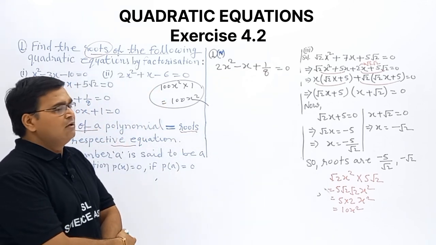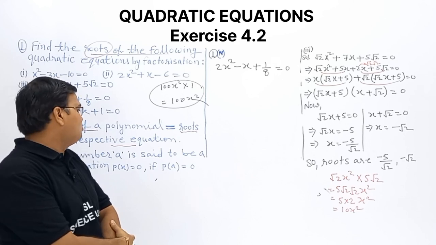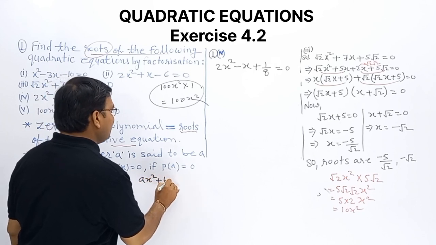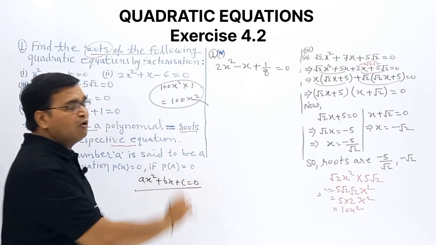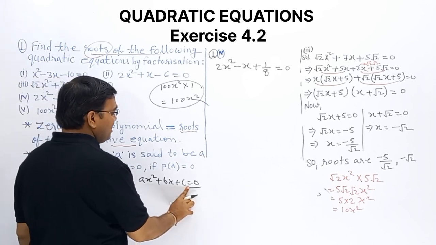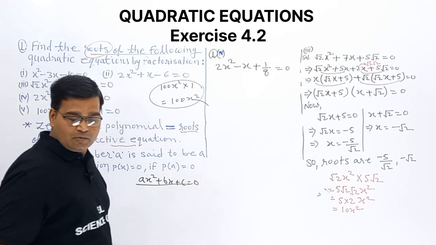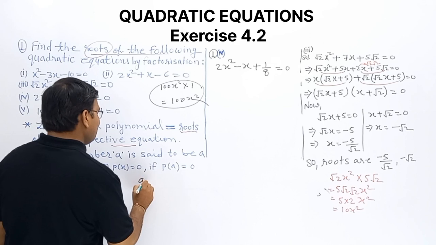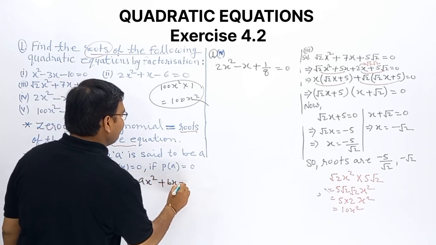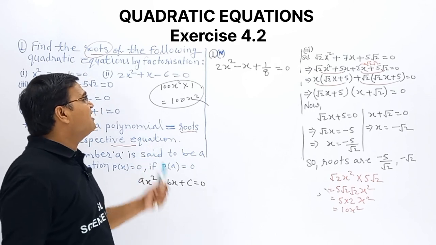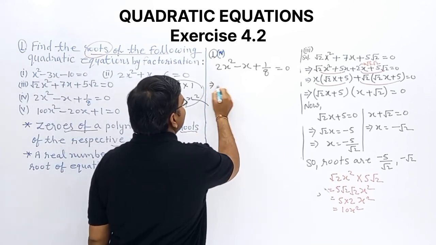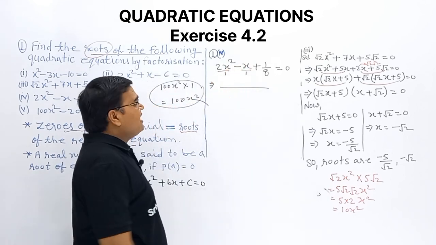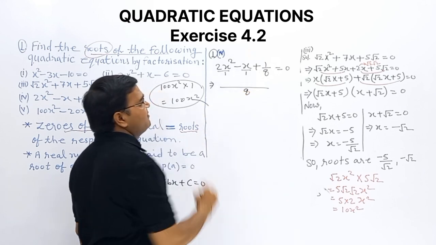So first we should convert this equation into the general form. And what is the general form? The general form is ax square plus bx plus c equal to 0. We want to convert this equation into the general form. So how will we convert? We will take the LCM. The denominators are 1, 1, 8, so the LCM will be 8.